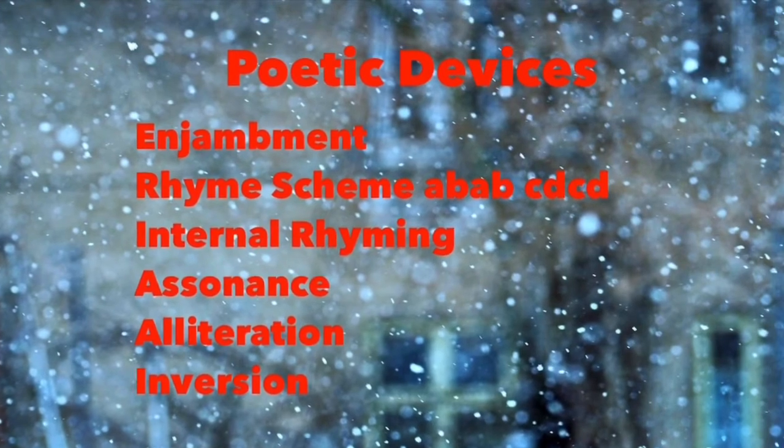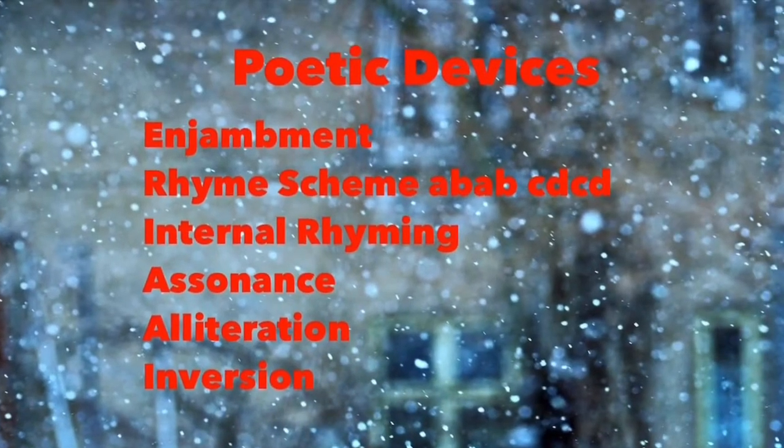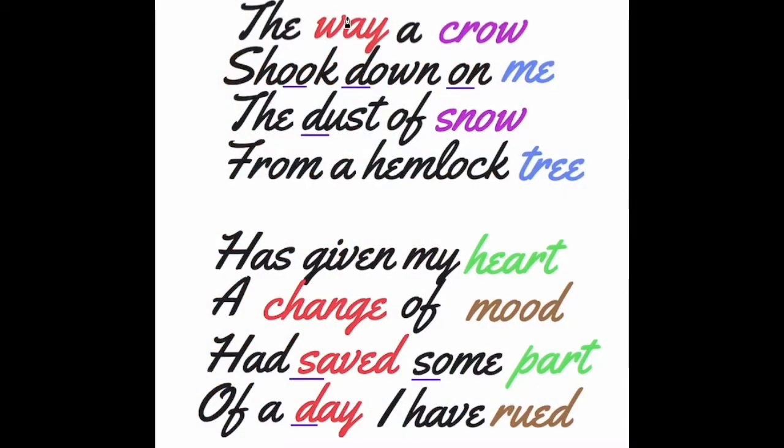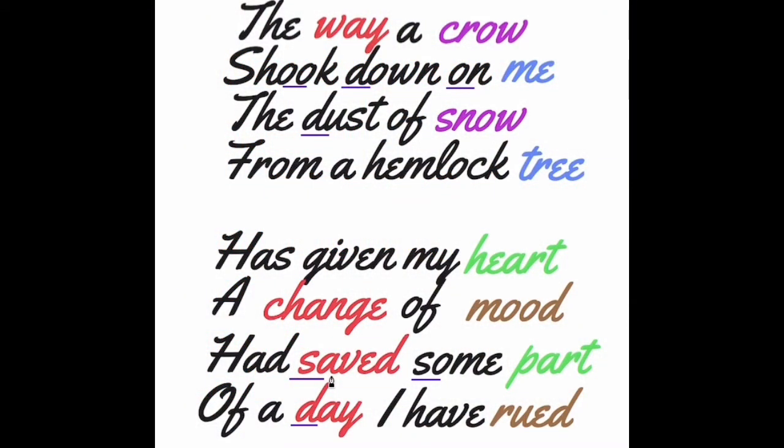Rhyme scheme. The rhyme scheme we find in this poem is A B A B C D C D. Crow, snow, me, tree, heart, part, mood, rued. The next device used is internal rhyming. The words way, day, change, saved add rhyming effect to the poem. The next one is assonance, the repetition of the vowel O in shook on me and some part. Alliteration, the repetition of the consonant H in has given my heart and S in saved some.